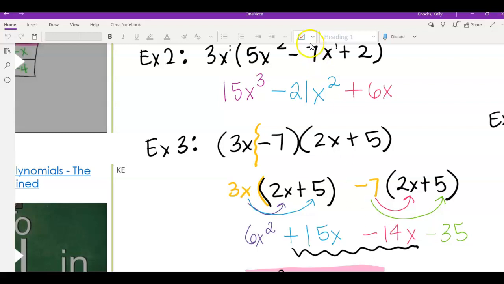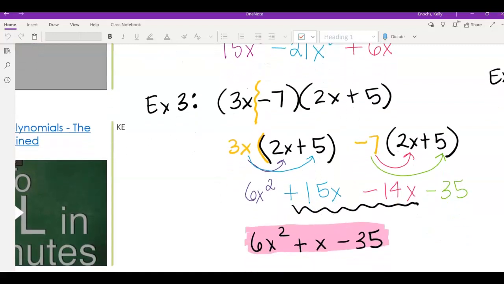So once you've moved past one term times something, if you're doing multiple terms times your product, you need to make sure that you combine your like terms at the bottom. So in this case, we're going to do 15x and negative 14x, and that gives me positive 1x. So I have 6x squared minus x minus 35.